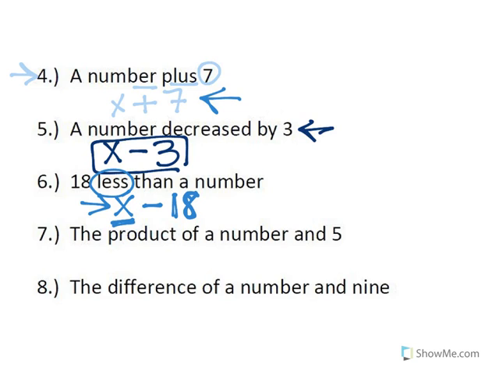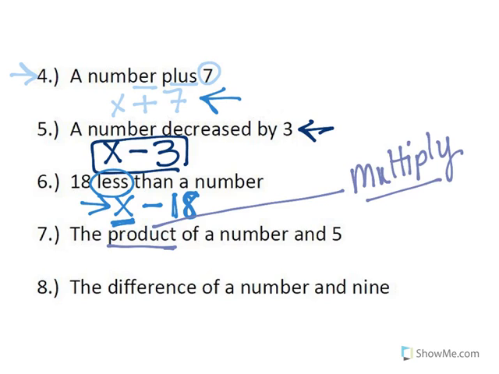We see the term product right here. Okay, product, that's going to mean multiplying. So you multiply when you hear the term product. Okay, the product of a number, so let's use X again, and 5. So we could say X times 5, or this could also be written as 5X, because this 5 in front, that is called a coefficient.